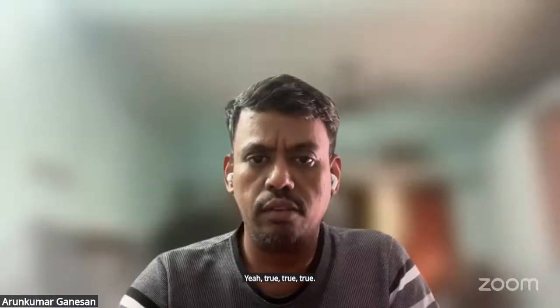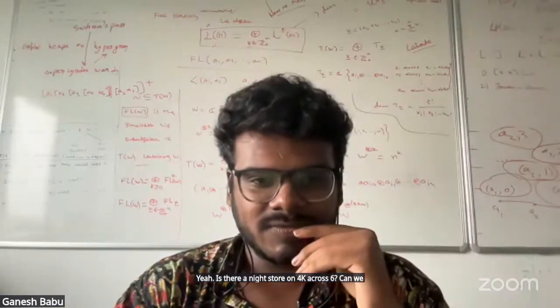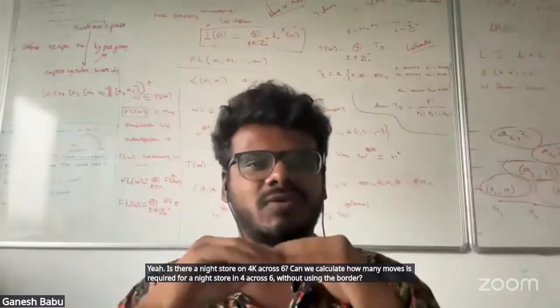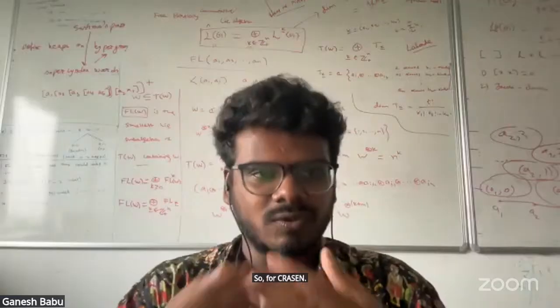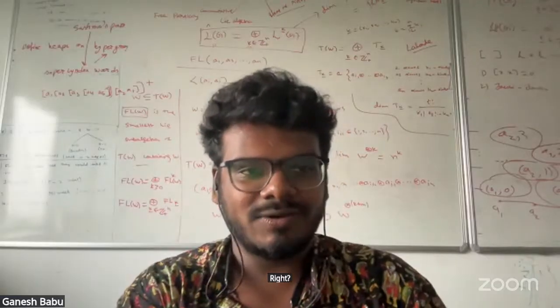Is there a knight's tour on 4x6? Can we calculate how many moves are required for a knight's tour in 4x6 without using the board? So 4xn includes 4x6, right? There you take n to be 6.